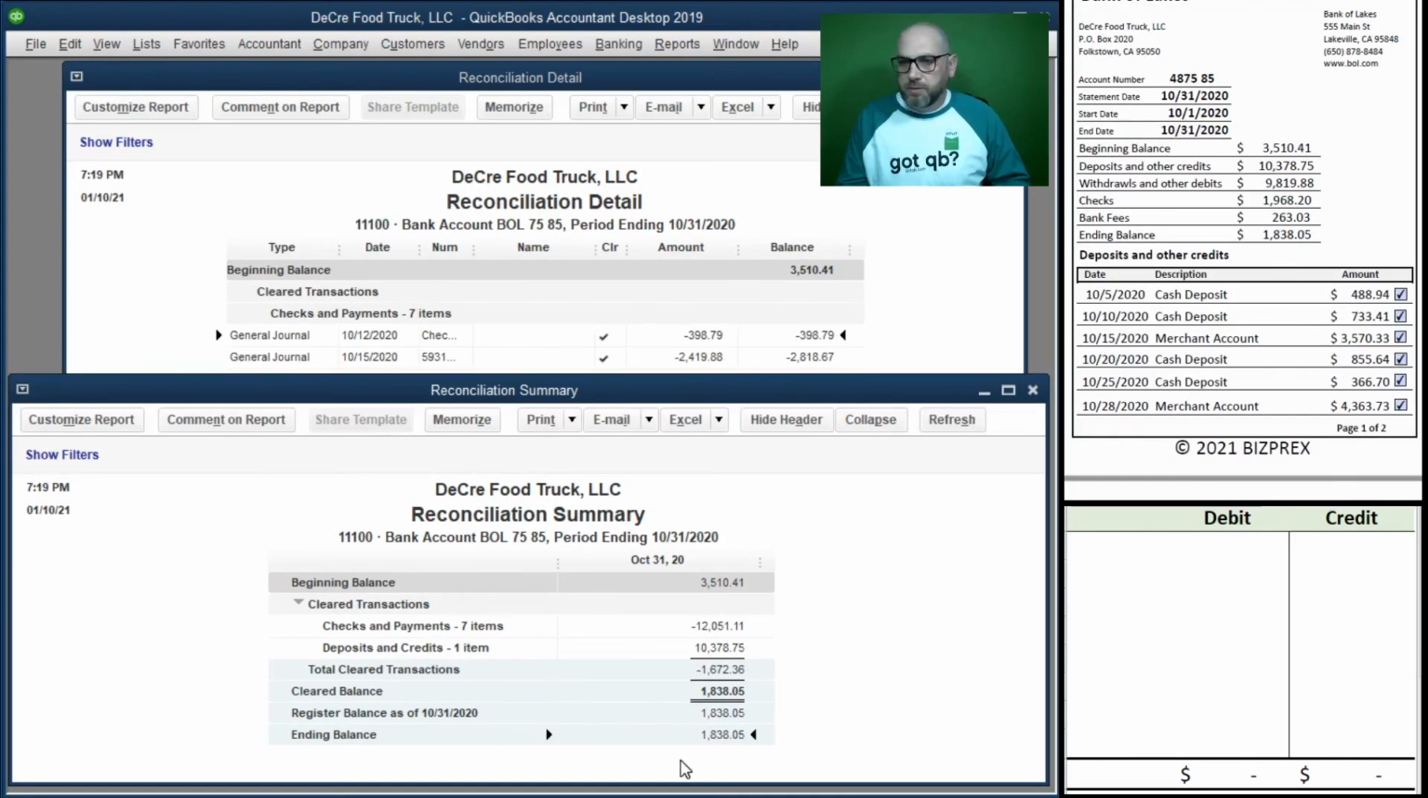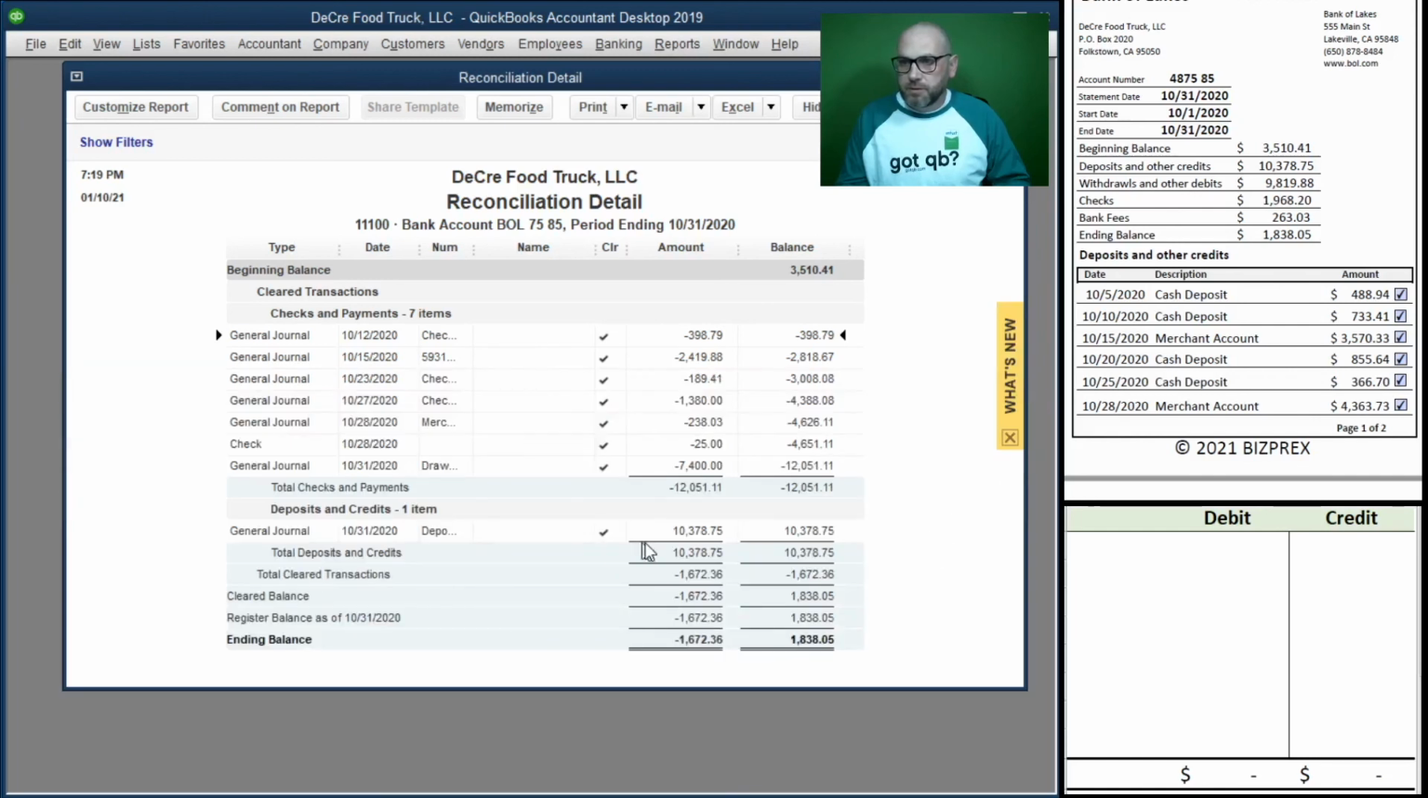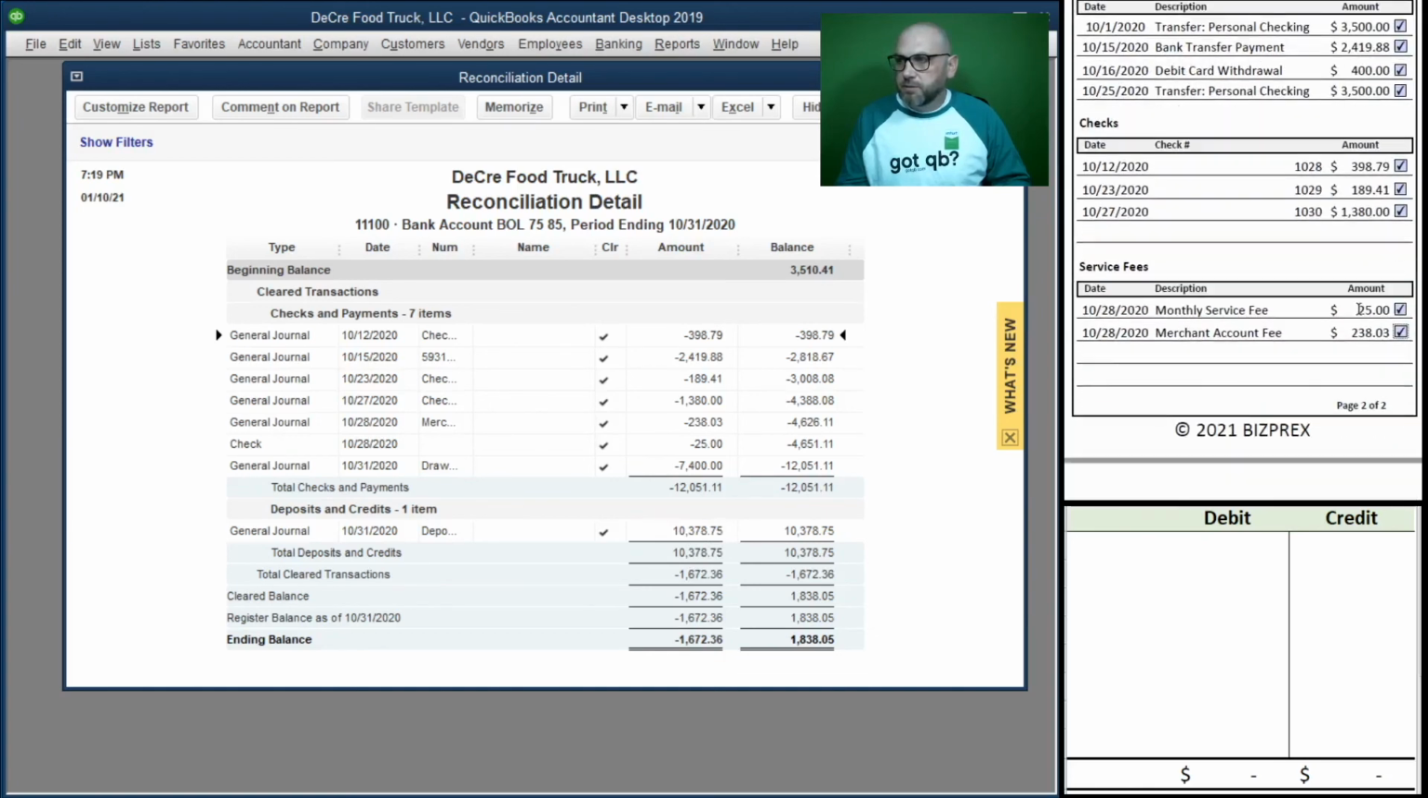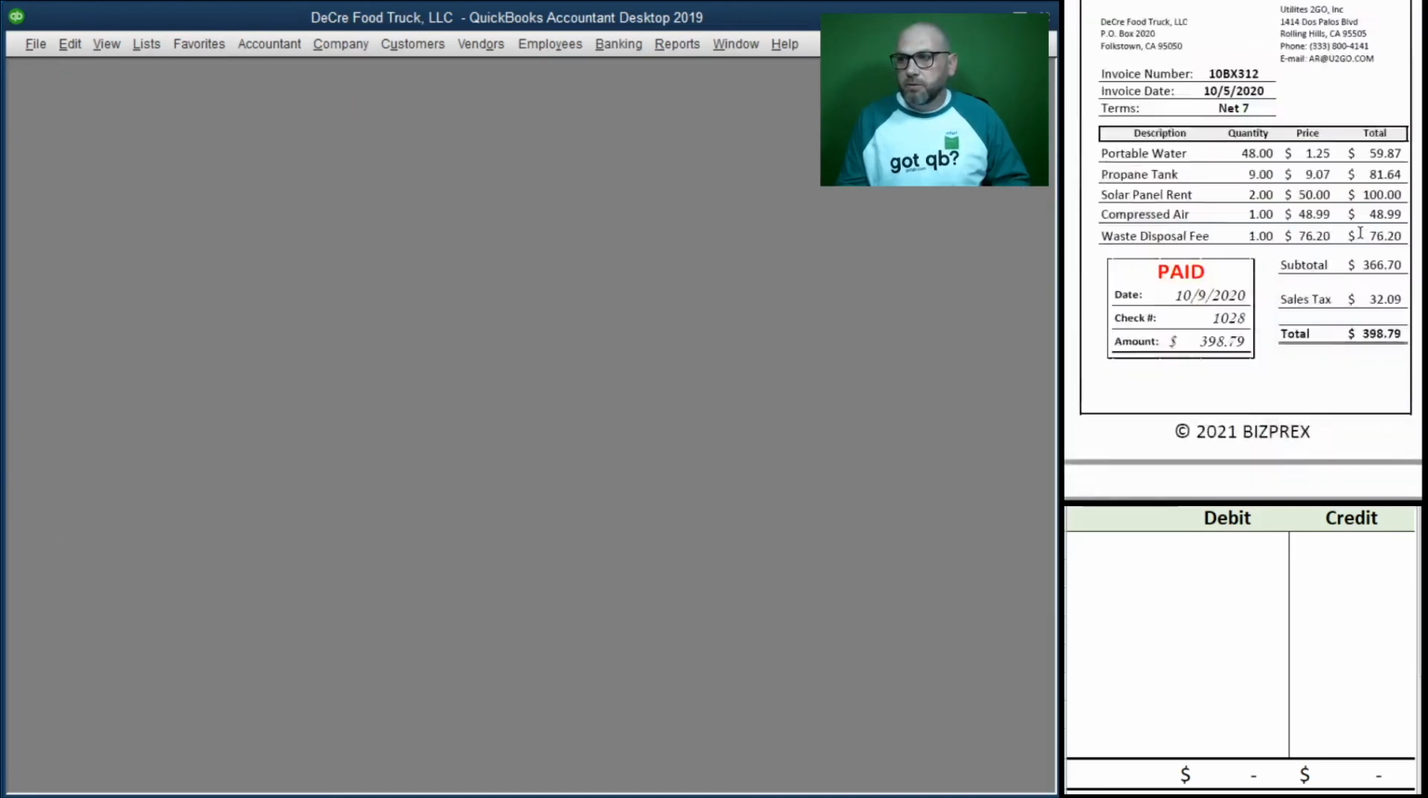Our ending balance matches. Good. We would print it and attach it to the statement. Let's take a look at this one. Yes, our deposit matches, even though it's a lump sum. And then let's take a look at the other ones. Everything seems to align. Good. We would print it, attach it to the statement, and we are good to go.